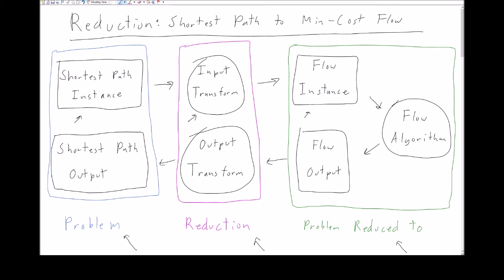Then we're going to run the flow algorithm, and after we run the flow algorithm, we get some output. This is flow output. Then we're going to take this flow output and transform it into an output that's appropriate for our shortest path problem, ending with the shortest path output. This is a diagram of how our problem reductions are going to work. We'll go through a particular example, and specifically we'll go through the shortest path example, being more precise about everything.